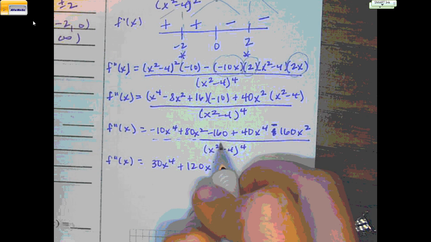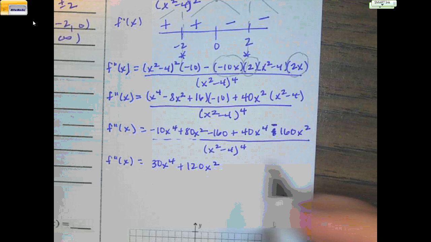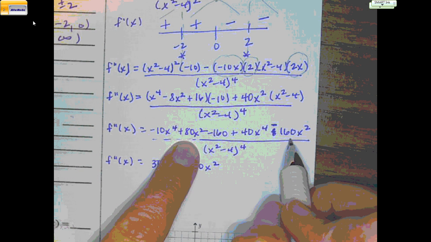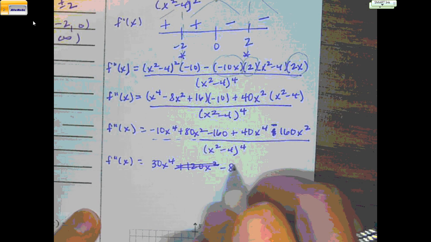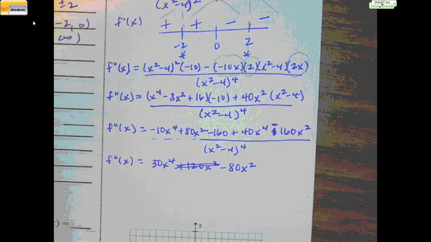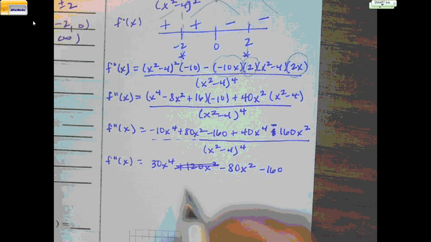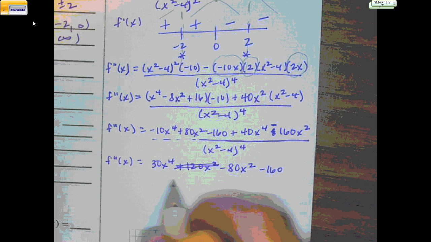Negative, whoop, just kidding, hold on. Yeah, I just put together the wrong thing. I've just made 3 mistakes in a row. 80x squared minus 160x squared is negative 80x squared. My bad. I need to slow down and really focus here. And then minus 160, I believe. But I love that you guys are with me and you're catching it. Thank you.